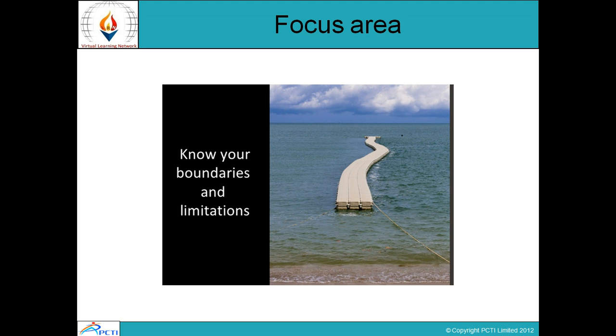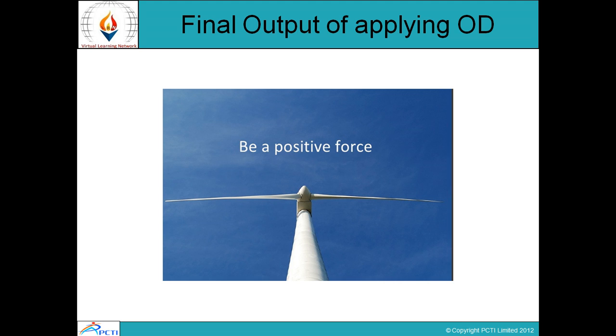And if you want to take your organization on a long path, to a bigger horizon, to a bigger milestone, then you must focus on the boundaries and limitations of your organization first. If you are aware of the boundaries and limitations of the organization, then this awareness will help you to control that organization in a much better manner. So the final output of applying organization dynamics is to be a positive force. Have a positive impact at the end on the organization.